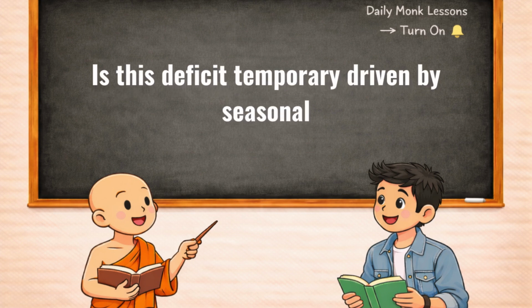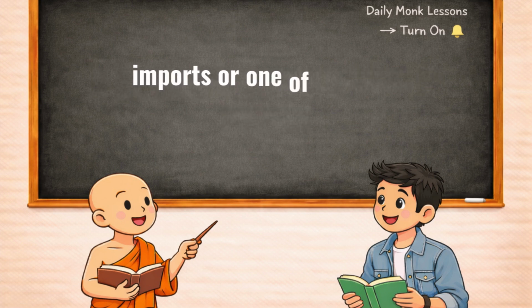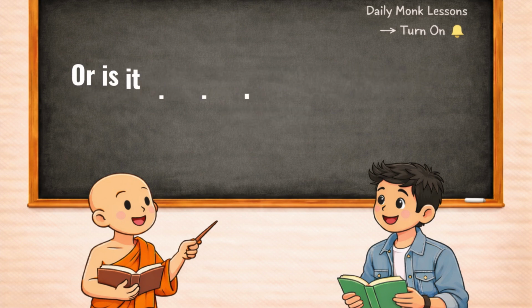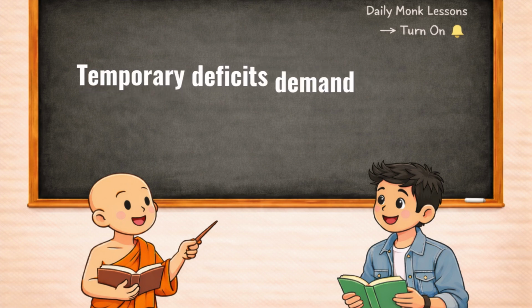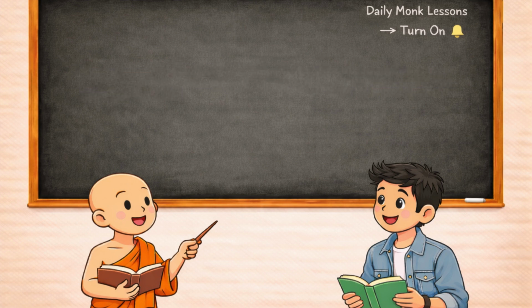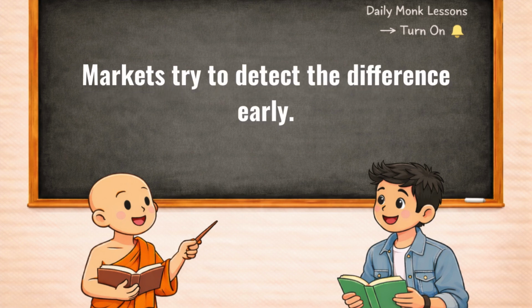Now, here is a question you should be asking. Is this deficit temporary, driven by seasonal imports or one-off factors? Or is it structural, driven by persistent imbalance? Because structural deficits demand structural solutions. Temporary deficits demand patience. Markets try to detect the difference early.